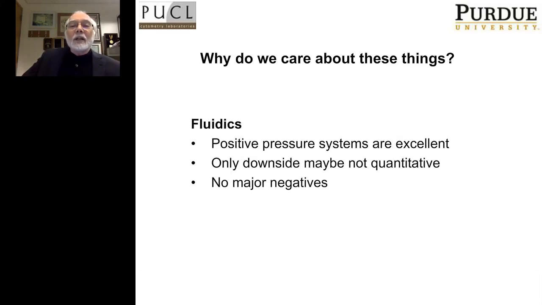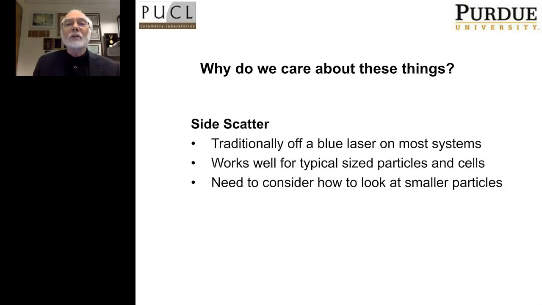What about fluidics? A lot of flow cytometers, maybe not most, use a positive pressure system that works very well. It may not be so quantitative, but that is not really considered a major disadvantage. There really are no major negatives about the way current systems work. So again, you have to ask yourself the question, why would you change a system if things work well?